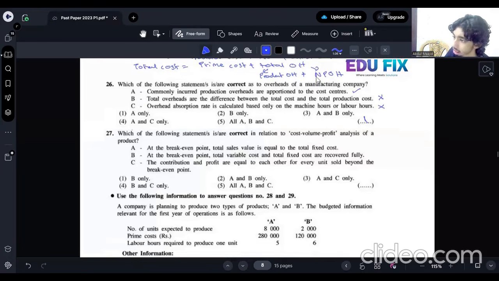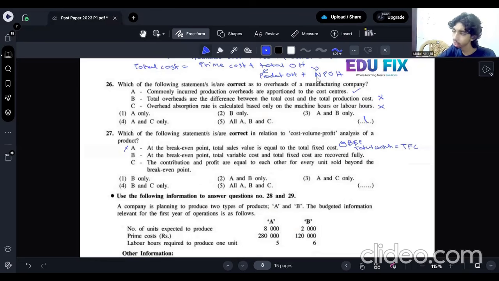Then 27. Which of the following statements is correct in relation to CVP analysis, the marginal costing? At the break-even point, total sales equal to total fixed cost. Wrong. At BEP, total contribution equals to total fixed cost, not total sales. Total contribution equals total fixed cost. A is wrong.